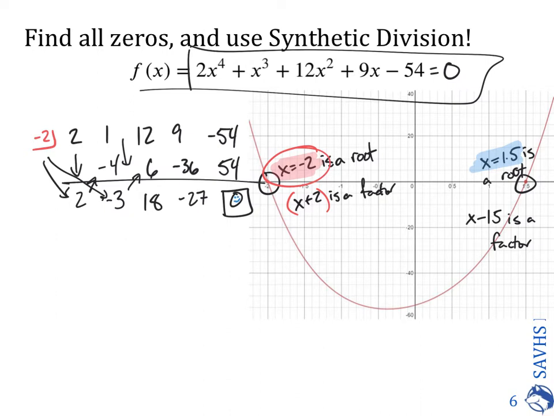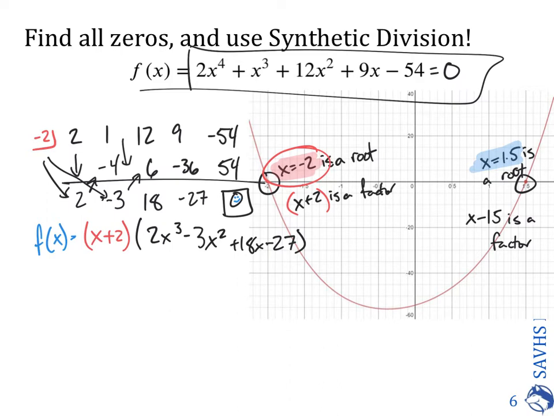Okay, so now what we have is f of x is equal to x plus 2, because of what we saw in the graph. And then what we have left is 2x cubed minus 3x squared plus 18x minus 27. Now we can take this and divide it by the root x equals 1.5. So I'm going to put my 1.5 here.